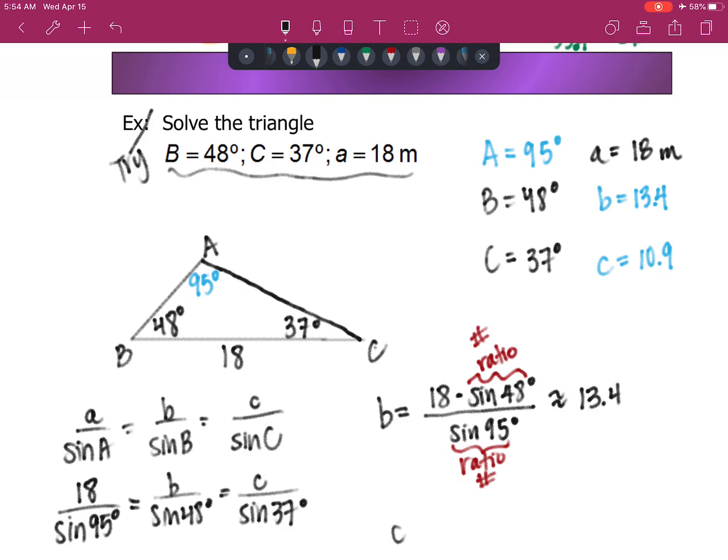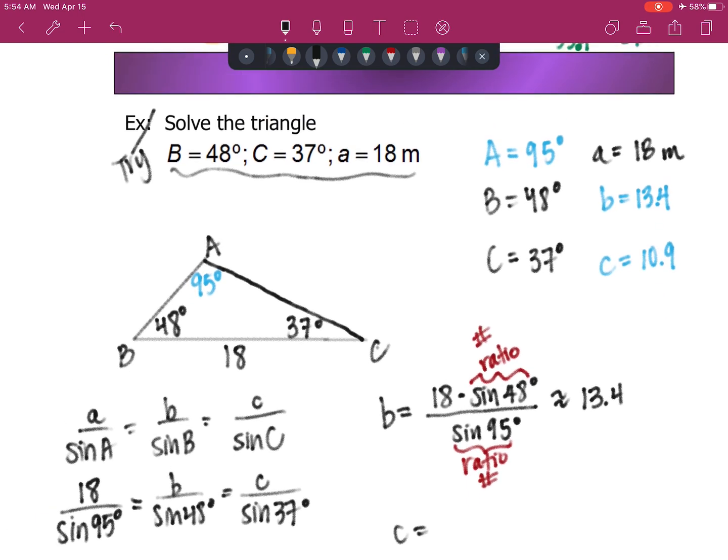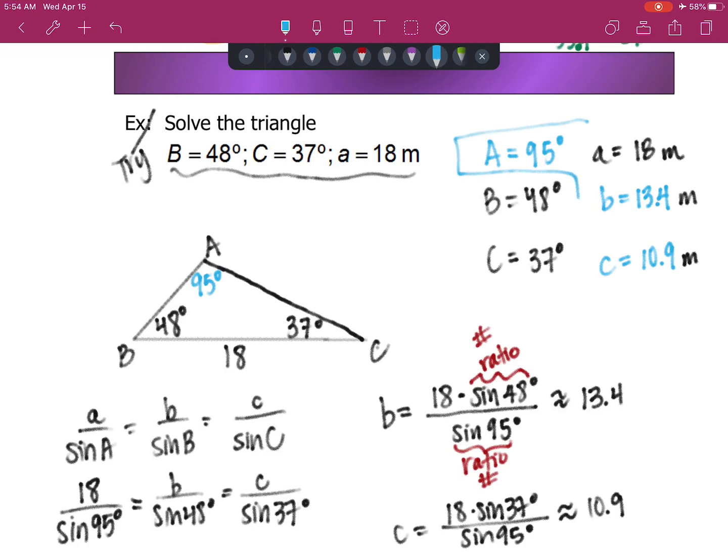And then c is going to equal 18 times the sine of 37 degrees divided by the sine of 95 degrees, which is approximately 10.9 meters. So I'm going to come back up here, write meters, and my answer is that right there. Now I'm going to check to make sure my answer makes sense.